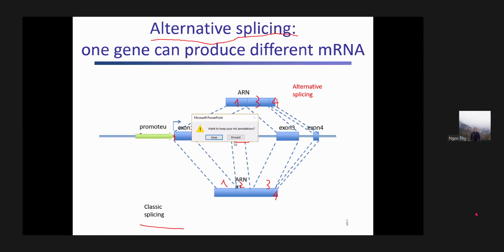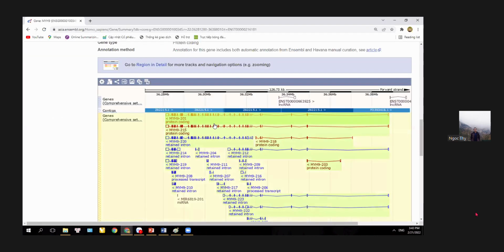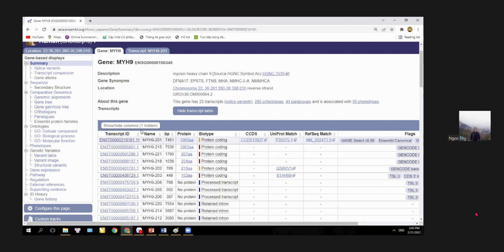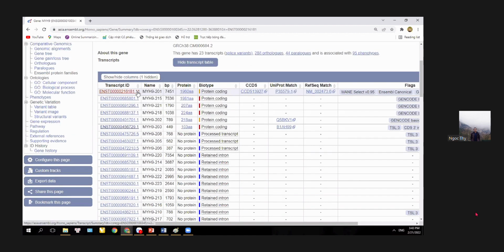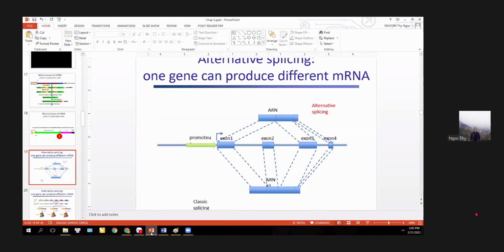So we just observe in the MYH9 here, we have so many transcript variants. We have at least 6 variants coding for protein, and the rest are not coding for protein.